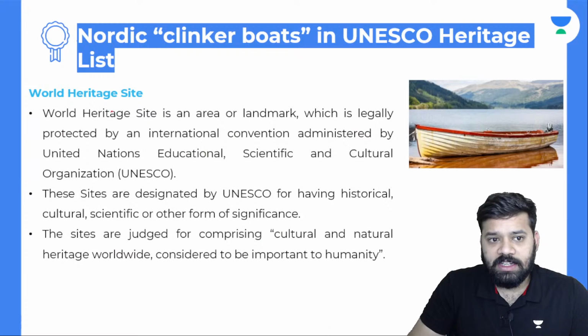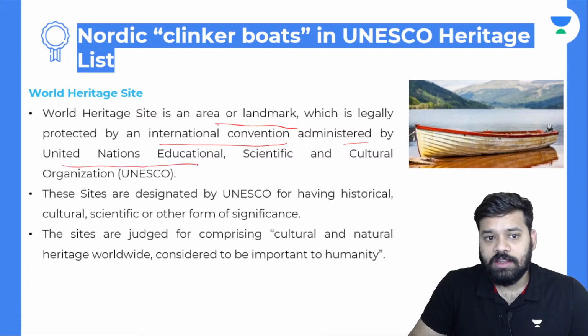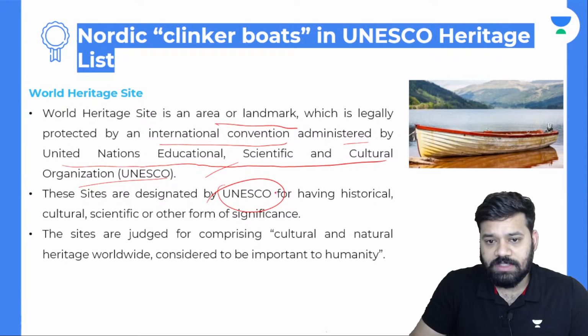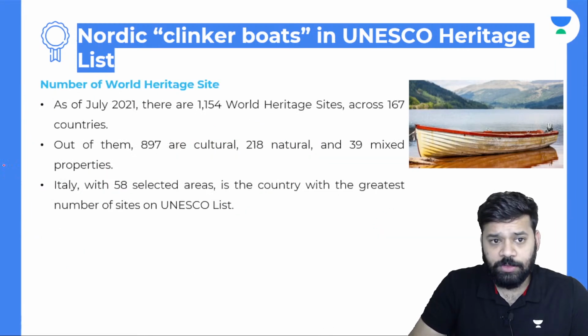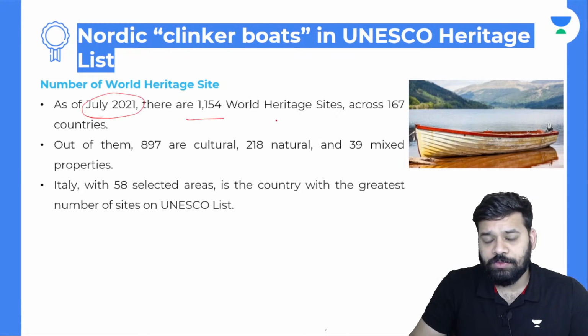Going forward, about the World Heritage Site. A World Heritage Site is an area of landmark which is legally protected by international convention administered by UNESCO, that is, the United Nations Educational, Scientific and Cultural Organization. These sites are designated by UNESCO for having historical, cultural, scientific or other forms of significance. These sites are judged for comprising cultural and natural heritage worldwide considered to be important to humanity. As of July 2021, there are 1,154 World Heritage Sites across 167 countries.